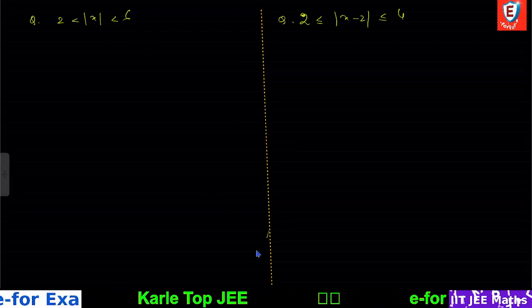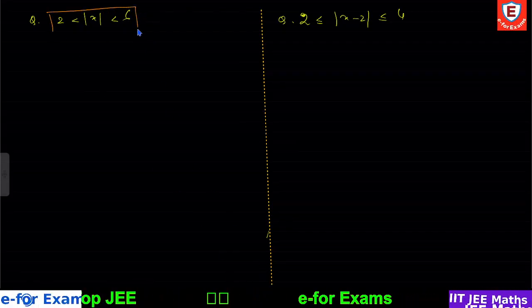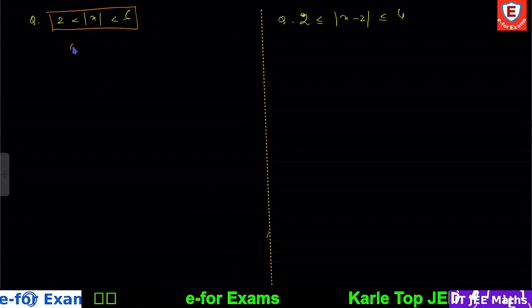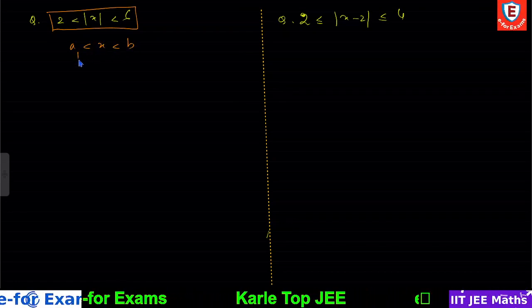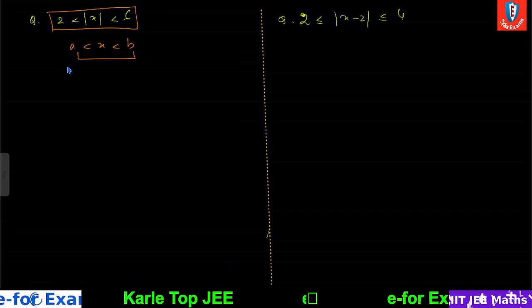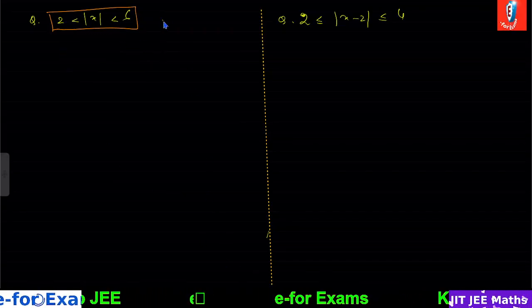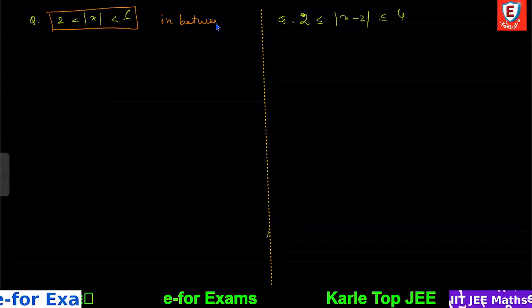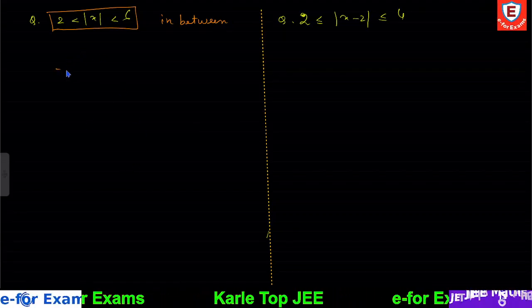Yeah, we were doing this, right? This question. What does this mean? This is of the format a less than x less than b. That means x is within a and b, right? So we will solve this within, in between. x is in between type or within. So let us solve. Take down the plot.